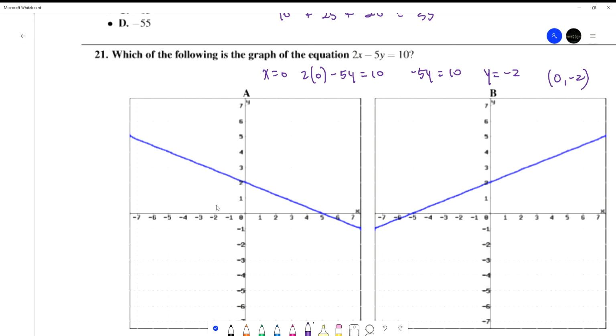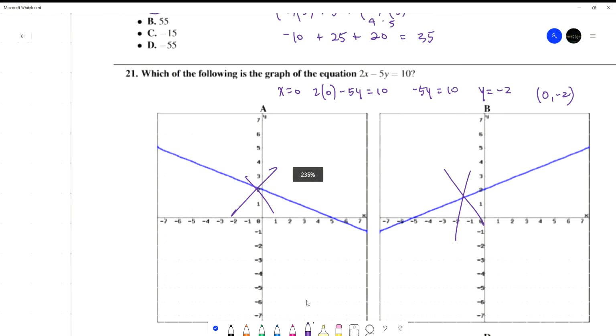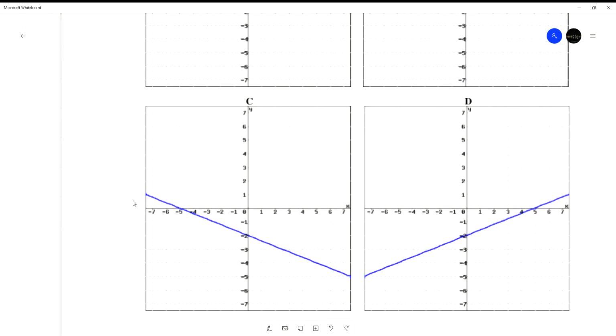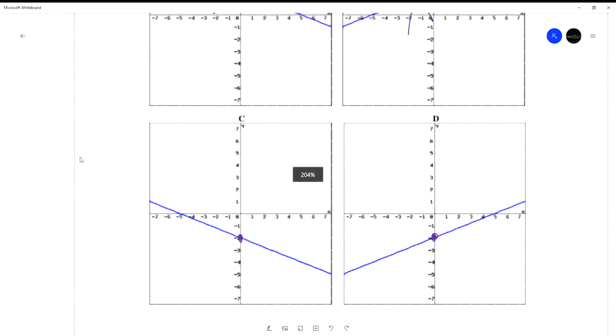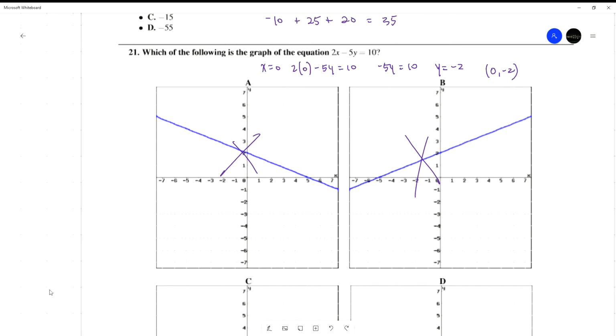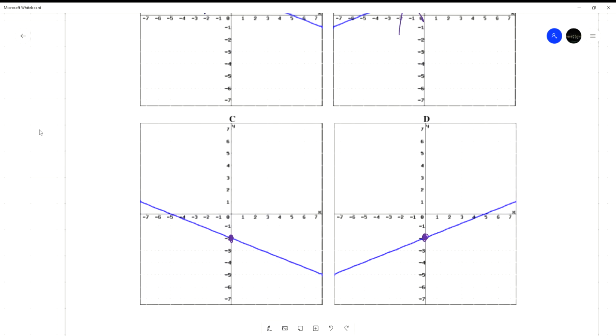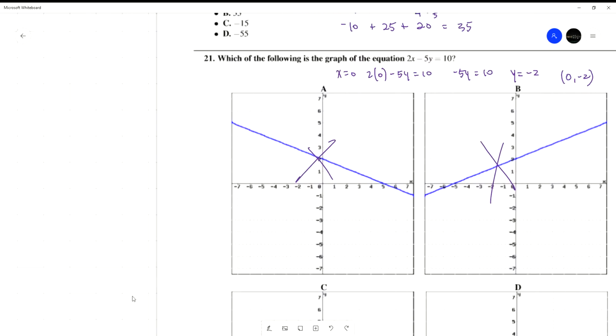So I already know A is wrong and B is wrong. Let's see if C and D are right or wrong. Okay, so these both have negative 2: (0, -2) here, and (0, -2) there. Next, we have to figure out our y is equal to 0, right? Actually, let's just stay up here and do it.